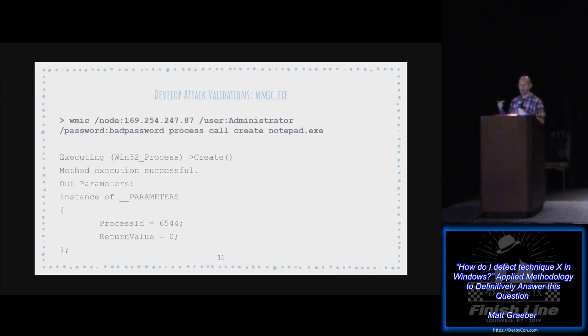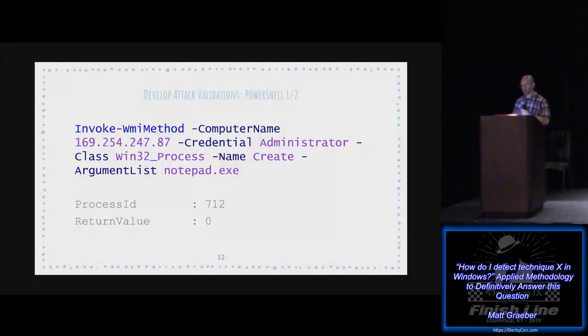All right, so here's one attack validation. So here's how you would do WMI-based lateral movement using Win32 process create using WMIC.exe. So this is just one procedure for this TTP, WMIC, okay?